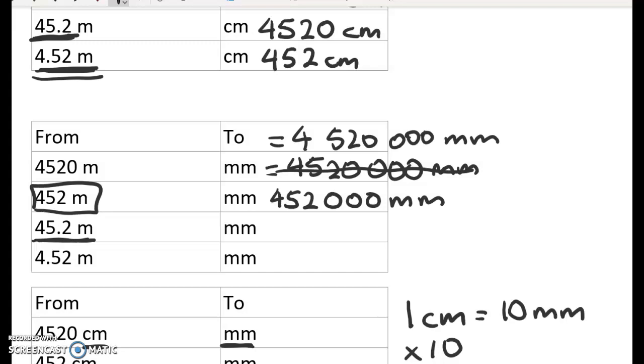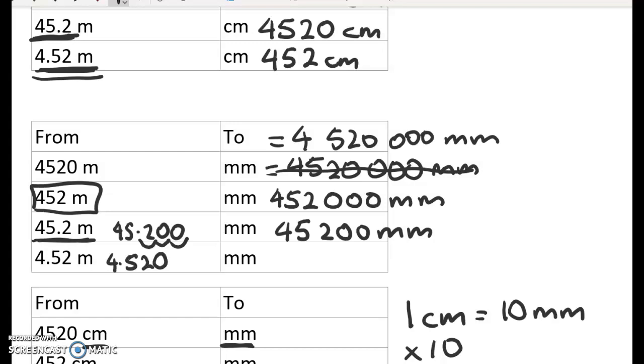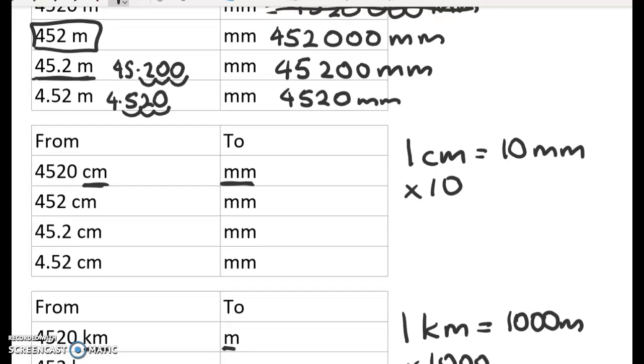45.2 meters is going to become this. I'm timesing by 1,000. So we can think of this as 45.200, and we're timesing by 1,000, so I'm moving 3 place value columns. This one here, 4.52 meters, we need to move over 3 place value columns, so 4,520 millimeters.